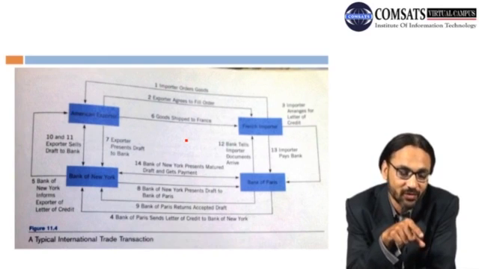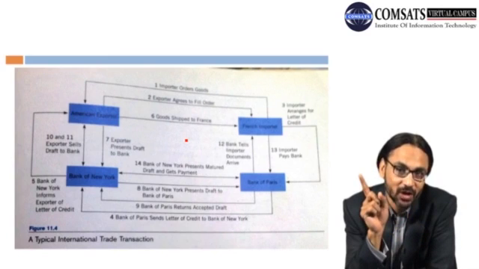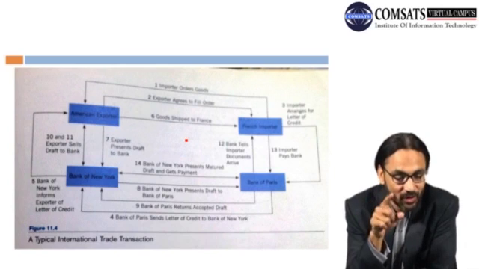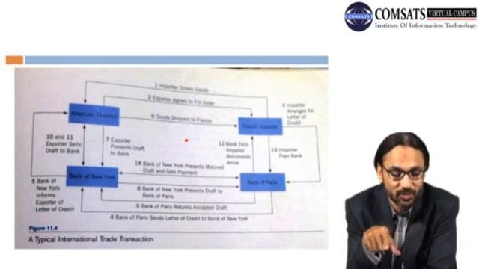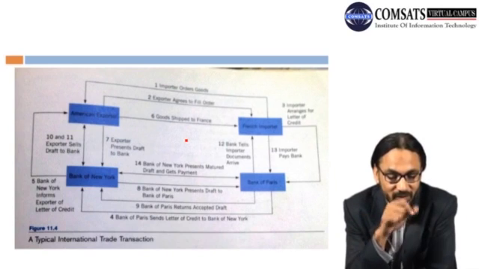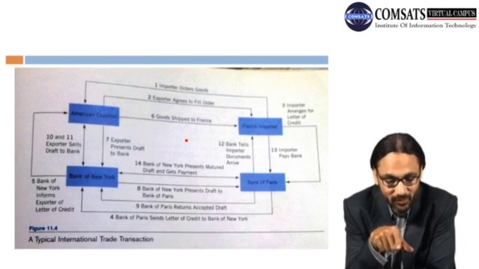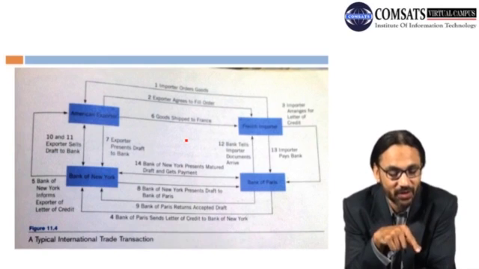The bank informs the exporter that, okay, I have received a letter of credit from the French bank on you. And what does the exporter do? The exporter ships the products to France in number 6. And after this, once it's shipped to France, what does the exporter do? In number 7, the exporter presents a draft to the bank.